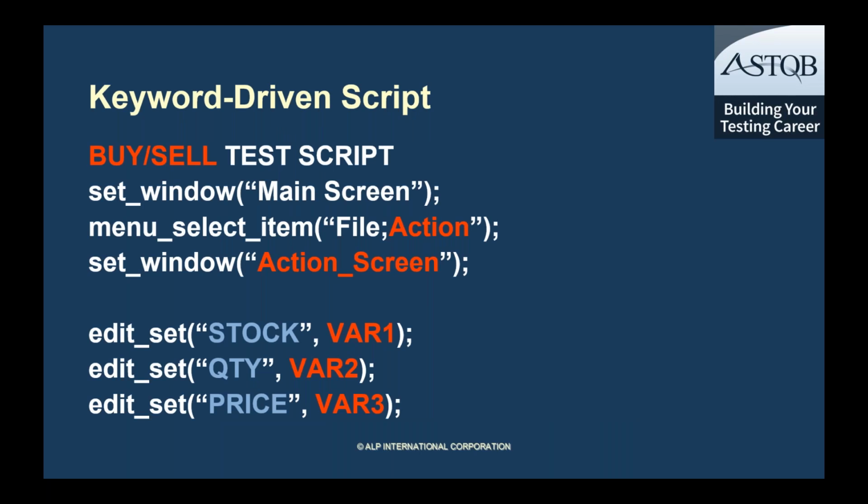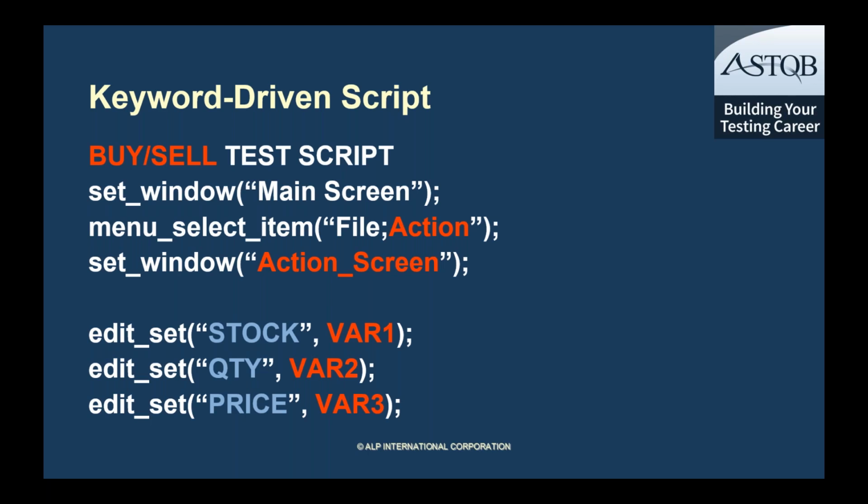Now, in a keyword-driven script, we have this buy-sell script. We set control to the main screen. We go to a file and select the action. And of course, what I'm showing in the red are the variables. So the action could be a buy or it could be a sell. We go to an action window screen, and then based on the data that was provided in the table, we populate the stock ticker symbol, the quantity, and the price based on the buy or the sell.